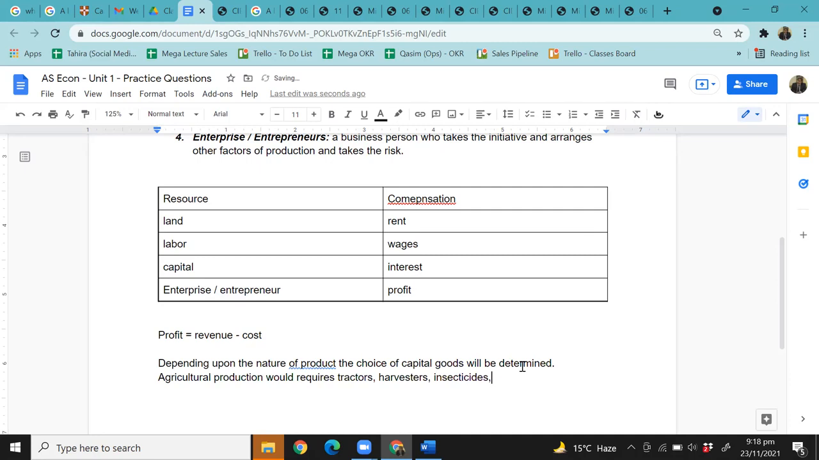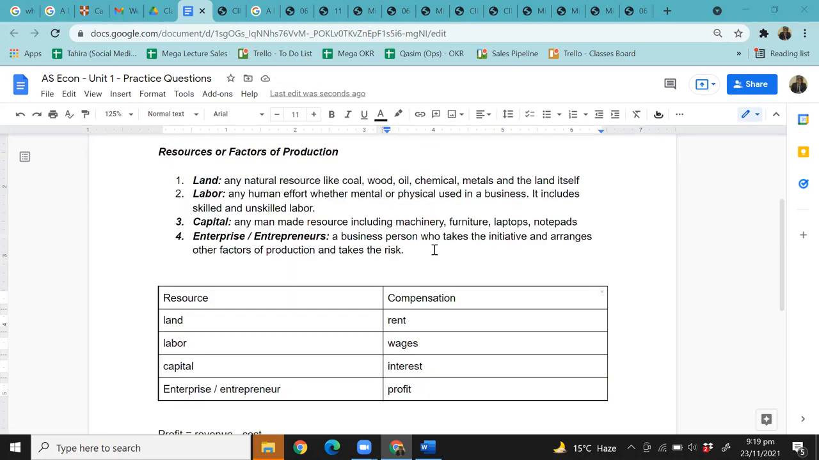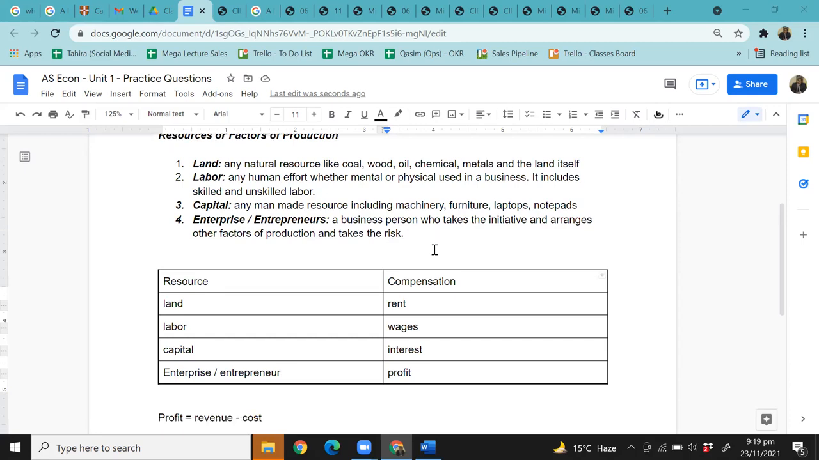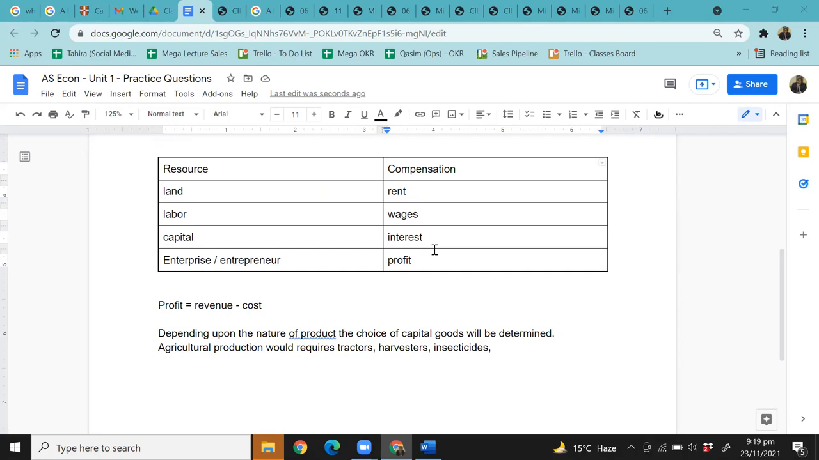Insecticides, you would know what insecticides are, right? So the chemicals that you spray on your field to kill, what is that called? To kill the insects. Is that a capital good or what? Quickly, students, is that a capital good or what? Is that land, Zuhan? Now that's a good question, right? So the insecticides, the chemicals that you spray on your crops, is that a capital good? Why is that capital, Zuhan? Why is that capital?